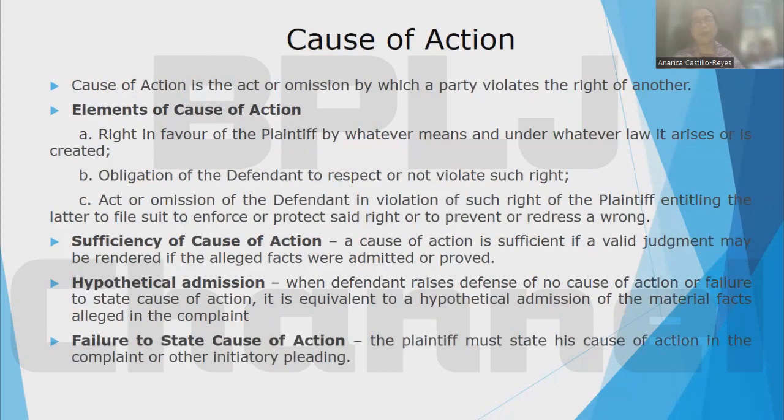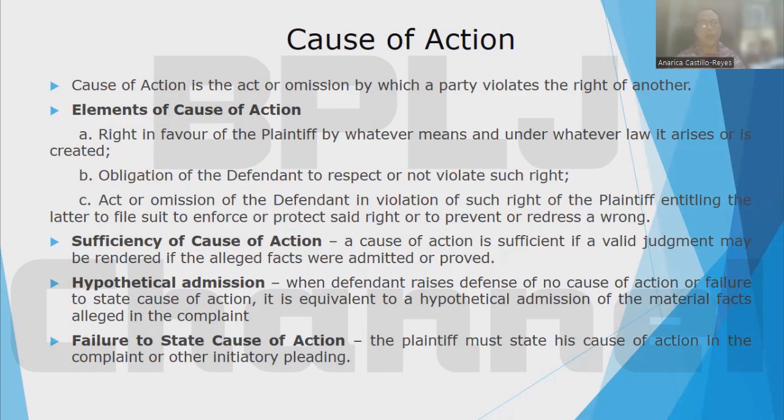What is a cause of action? It is the act or omission by which a party violates the right of another. A cause of action has several elements. First, there must be a right in favor of the plaintiff. Second, there must be an obligation on the part of the defendant not to violate the said right. And third, there must be an act or omission of the defendant violating such right and entitling the plaintiff to file a case to enforce or protect the right or to prevent or redress a wrong.